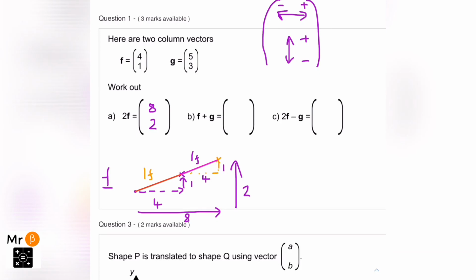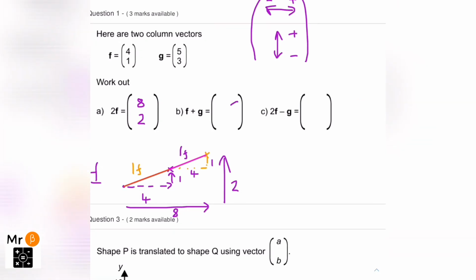Similar thing happens for f plus g. All we've got to do is add our top numbers together, so 4 plus 5 is 9, and add our bottom numbers together, 1 plus 3 is 4. So that tells us that this vector would move 9 to the right and 4 up.